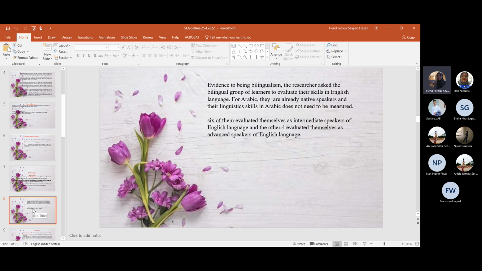As evidence of being bilingual, the researcher asked the bilinguals to self-evaluate their skills in the English language. For Arabic, there is no need to measure it because they are already native speakers. For English, I just asked them to self-evaluate their proficiency skills. Six of them evaluated themselves as intermediate speakers of English, and the other four evaluated themselves as advanced speakers of English.